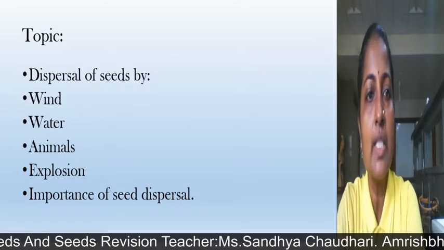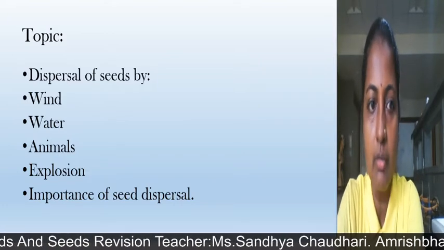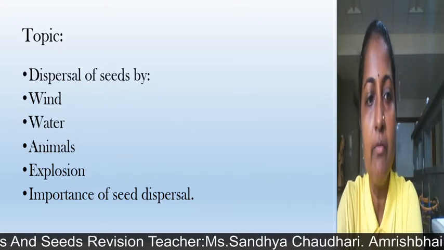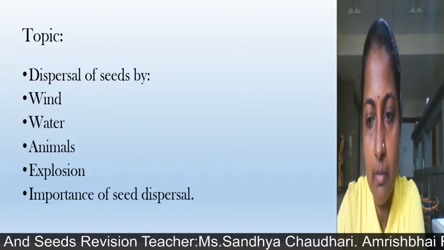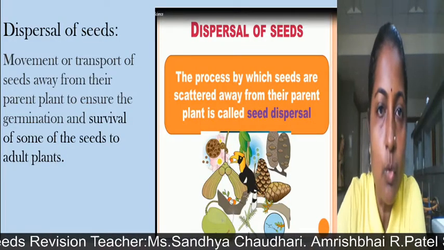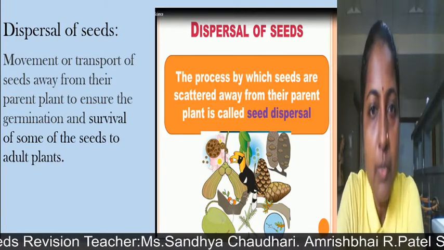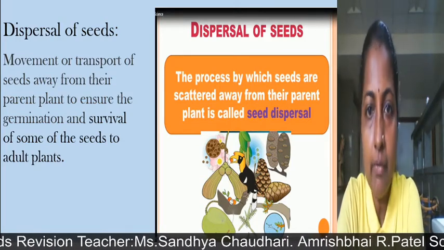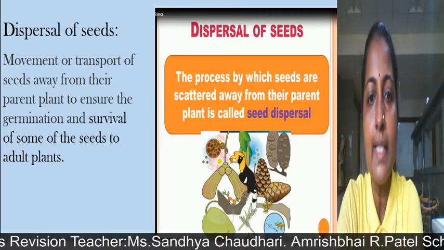Now we will see dispersal of seeds by wind, water, animals and explosion, and we will see the importance of seed dispersal. Now what is dispersal of seed? The process by which seeds are scattered away from their parent plant is called seed dispersal.